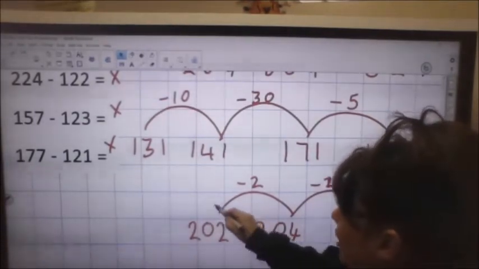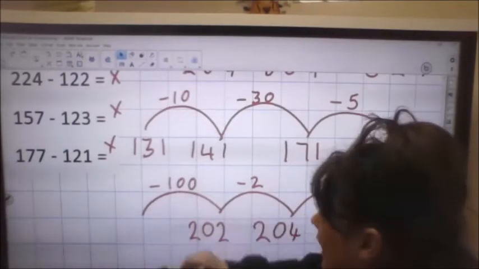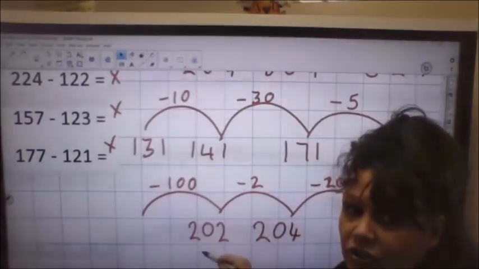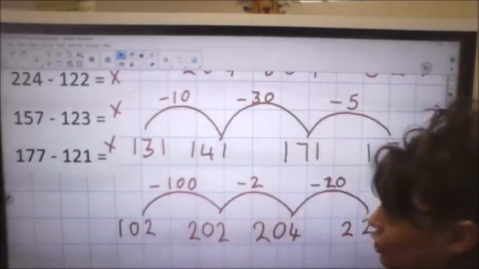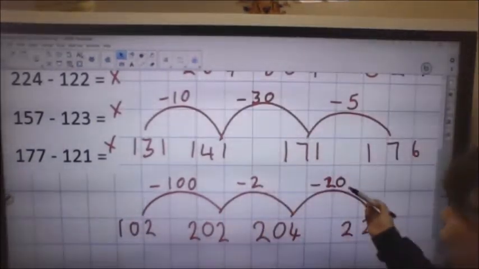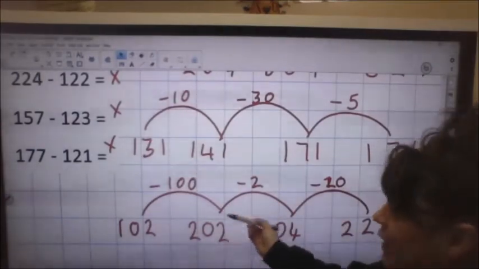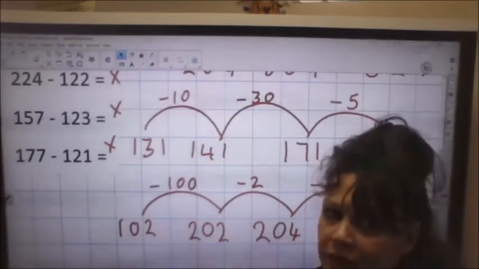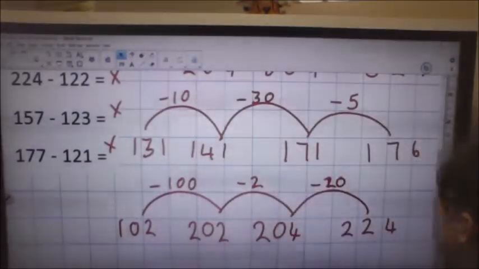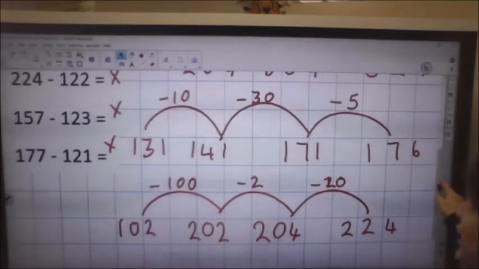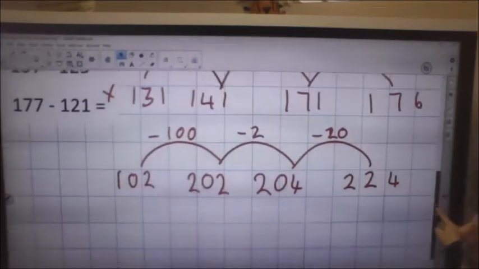And now I'm going to take away the 100. The only digit that's going to change is that 100 digit. So we end up with 102. Okay, so I took away the 20. Then I took away the 2. Then I took away the 100. Okay, and the answer was 102. Then we've got 157 take away 123.